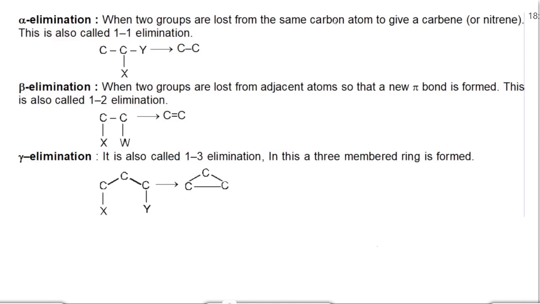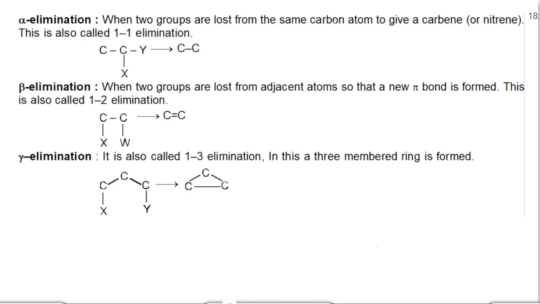It goes to the ortho and para positions, because it now gives an electrophilic substitution reaction. So the major product is ortho, because it forms hydrogen bonding.